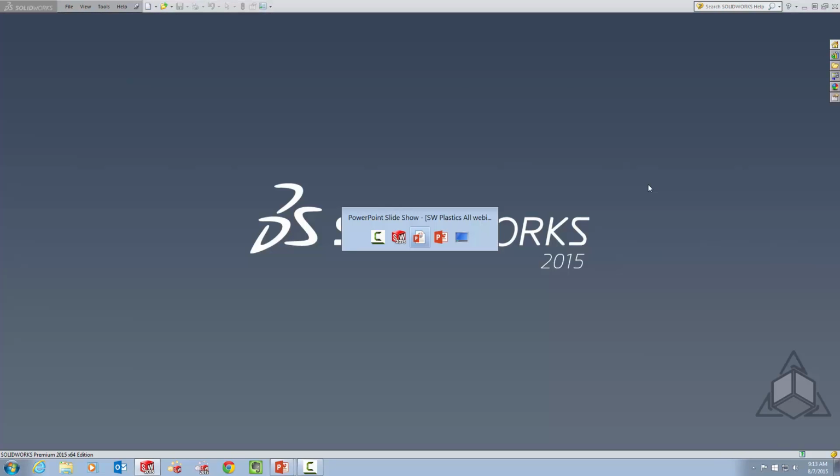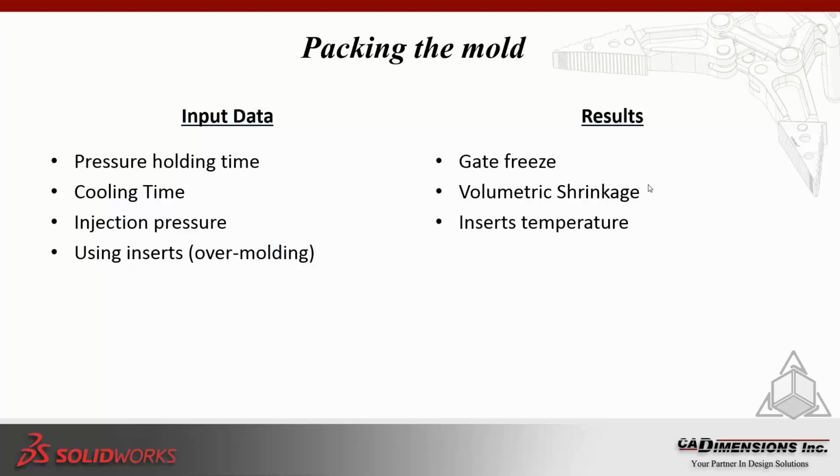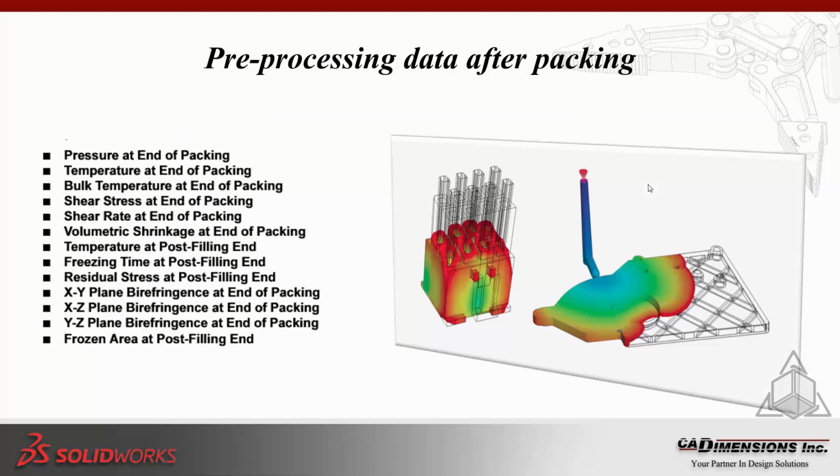So that wraps up the packing phase that I wanted to show you today. Just a quick overview again, what is the pre-processing data that we can get after packing. One of the big ones was the temperature at the end of the packing to ensure that it's not freezing up, it's not causing any gate freezing. Volumetric shrinkage, that's important as well, and temperature at post-filling end. So you might want to see what temperature it's starting at after the packing phase and what type of parameters you need to set to be able to cool it down to its appropriate temperature.